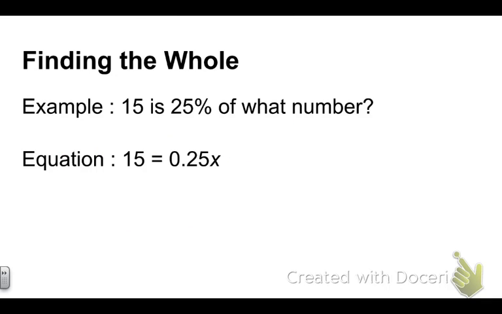The last one that we would use is finding the whole. So an example of this would be 15 is 25% of what number? Again, just translate. 15 is 25%. Again, we are converting that percent to a decimal. Of means multiply. What number is our variable x? Again, the of, we don't have the parentheses there, but you can use them.